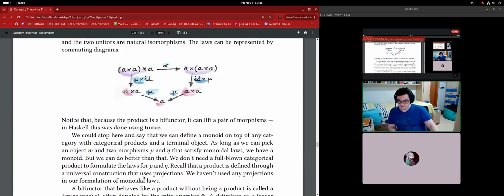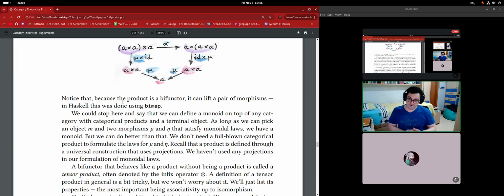Cool. Notice that because the product is a bifunctor, you can also lift a pair of morphisms. Yeah, we know that. There's a tiny detail missing though. Alpha actually has an inverse, which is not the same as alpha. It does have an inverse though. Cool. By the way, that diagram is an upside down house. Yes, it is an upside down house.